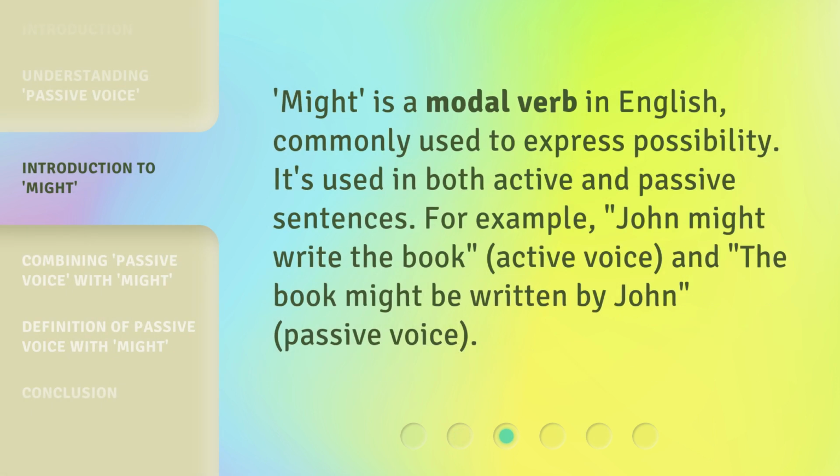Might is a modal verb in English, commonly used to express possibility. It's used in both active and passive sentences. For example, John might write the book, active voice, and the book might be written by John, passive voice.